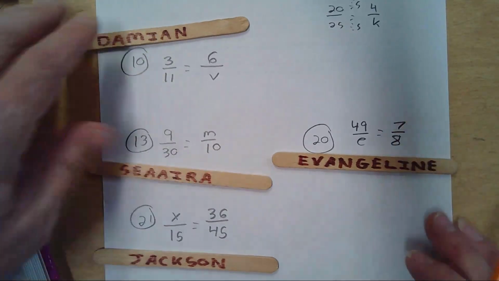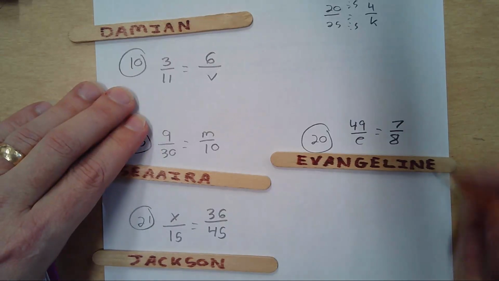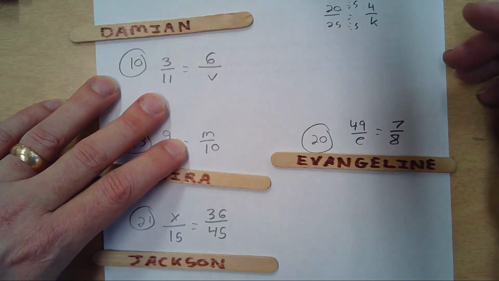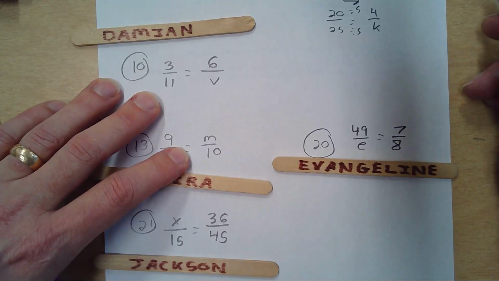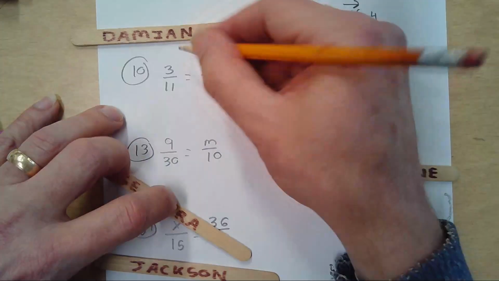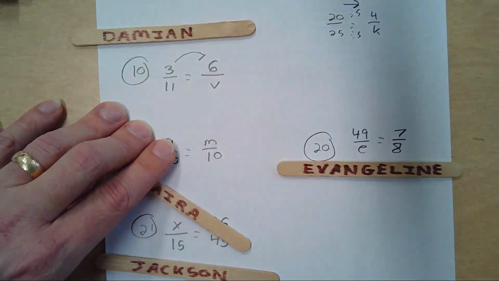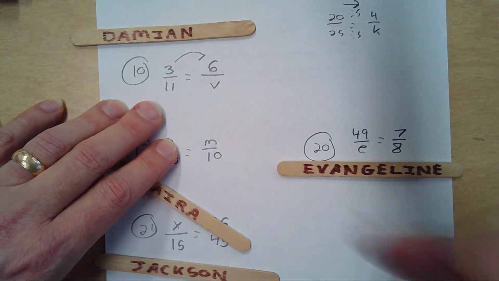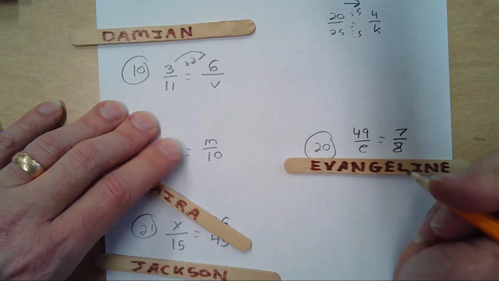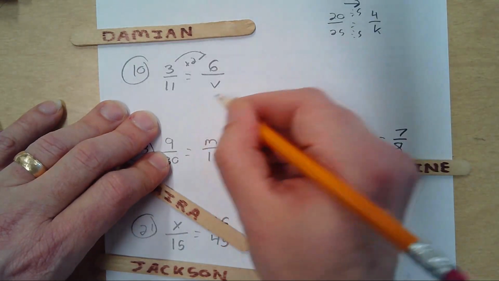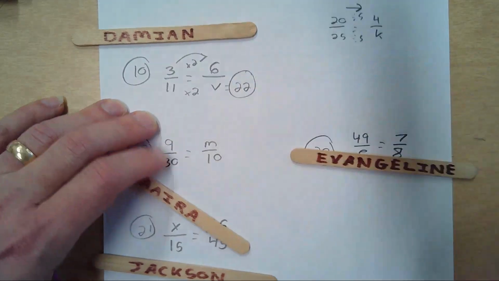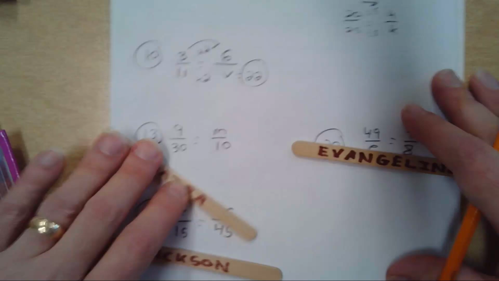All right, Damien, you ready? I think so. So, what's the rule I need? How did I get from 3 to 6? Well, you probably multiplied by 2. Right. So then on the bottom, do the same rule. You multiply 11 times 2, and then you get 22. And that's what V equals: 22. Yes, sir. Good job.